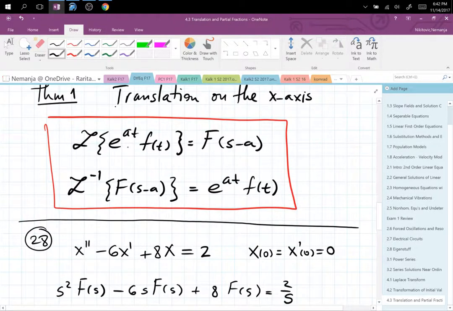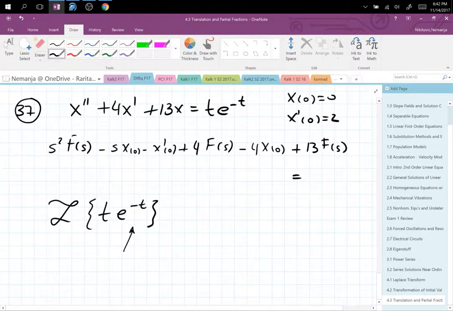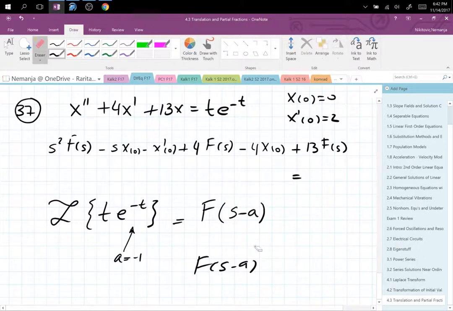You have e to the negative t, so a is negative 1, and you are supposed to get the Laplace transform of F of s minus a. So the Laplace transform of t, which is your f of t, is 1 over s squared. But then that s needs to be moved, so it's going to be 1 over s plus 1 squared. I don't know if that makes any sense.